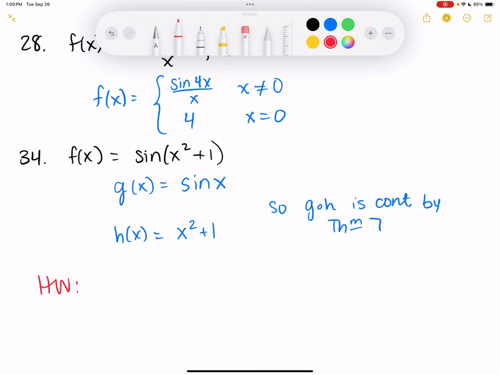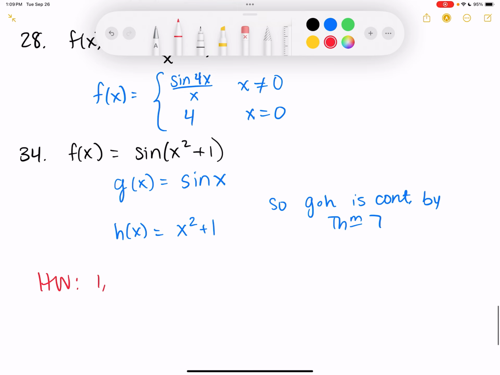All right, 1, 3, 11, 13, 15, 21, 23, 25, and 35.